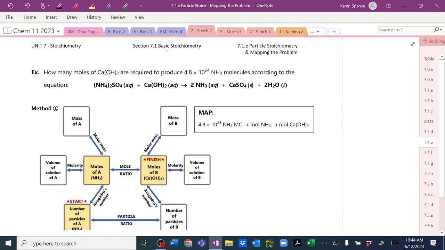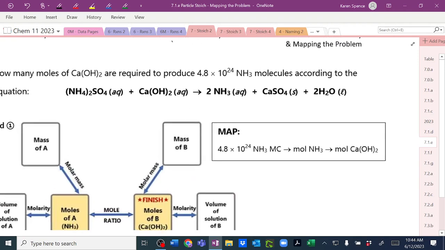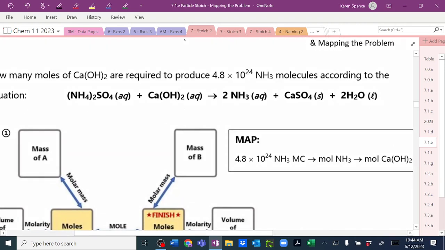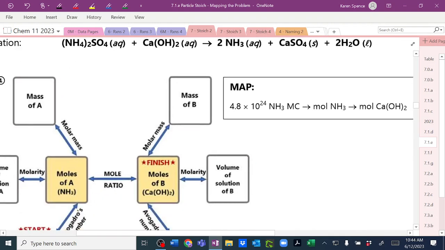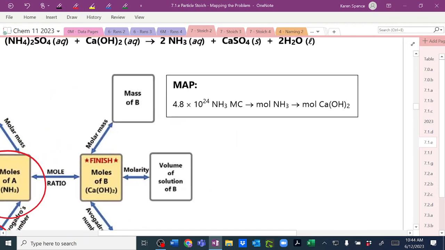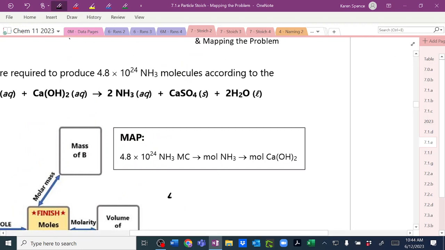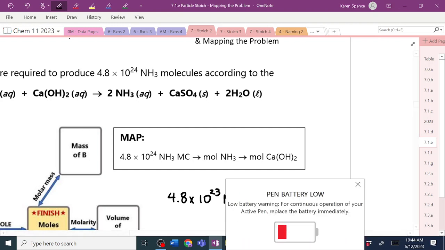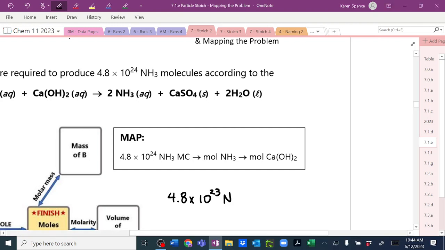How many moles are required to produce 4.8 times 10 to the 24 NH3 molecules? So you would be going from molecules, here's where we're starting, molecules to moles. So 4.8 times 10 to the 23 NH3 molecules, and we want to find moles, convert to moles of A, right?